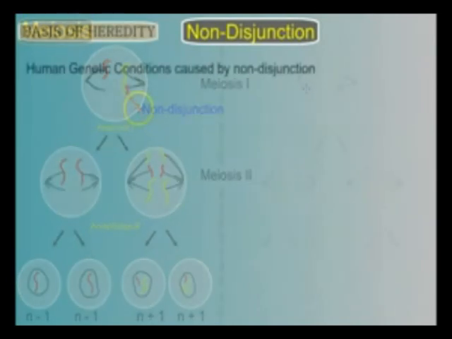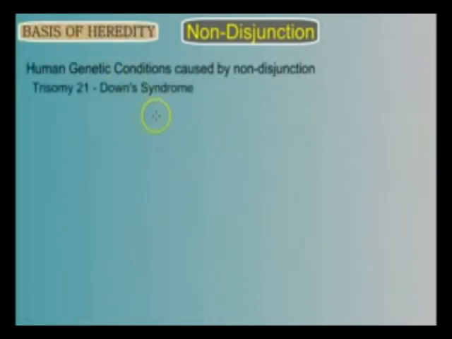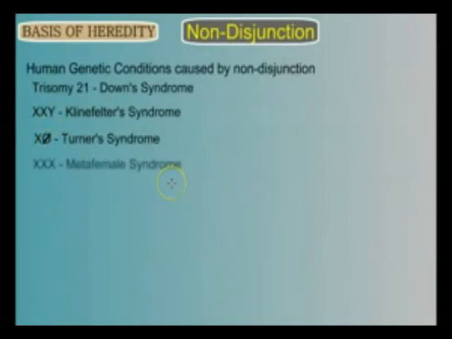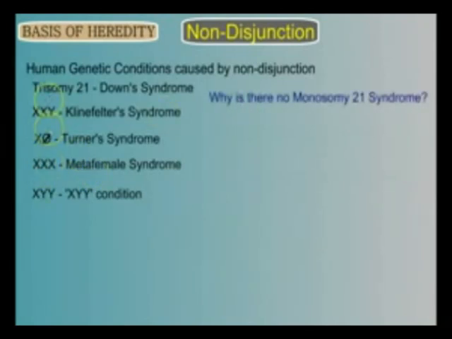So human genetic conditions caused by non-disjunction include Down syndrome or trisomy 21, XXY or Klinefelter syndrome. We also saw Turner syndrome where we had the X chromosome with no partner. And we can also get 3 X chromosomes, and we call this metafemale syndrome. And we have the XYY condition. So notice how these have to do with the X and Y chromosomes.